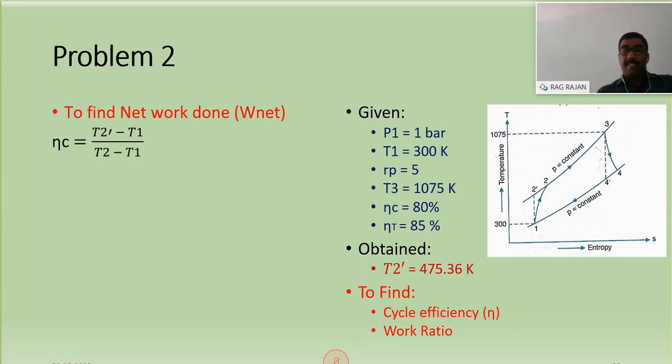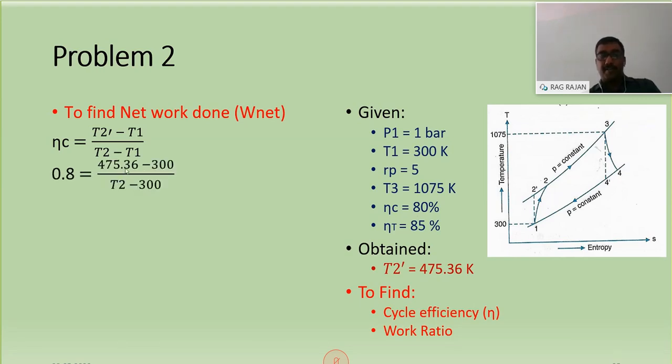Here we are having the compressor efficiency, which is given. It is 80%, which is equal to (T2 dash minus T1) divided by (T2 minus T1). So substituting all the values, because T2 dash you have already found out, T1 is given in the question, and 0.8, that is the compressor efficiency, is given in the question. So you will get T2. T2 is equal to 519.2 Kelvin.